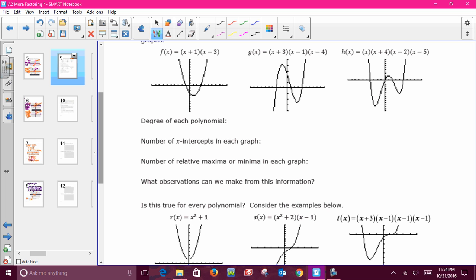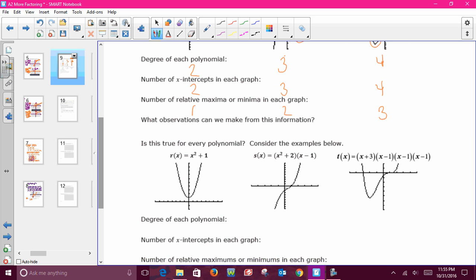So in each of these here, we have 3 pictures, and we have to find the degree, the number of x-intercepts, the relative minimum maximum, and what observations can we make from this information. So my first one, it is a second-degree polynomial, and the number of x-intercepts I have is 2, and the number of relative minimum or maximum, I only changed direction once, so it's 1. So then here, I have 1, 2, 3, so it's a third degree polynomial. And x-intercepts 1, 2, 3 on the graph. And then number of relative max-mins. These are my min-maxes when they change direction. And the last one is a 1, 2, 3, fourth degree polynomial. And I have 1, 2, 3, 4 x-intercepts. And I have 1, 2, 3 change of directions. So that's 3.